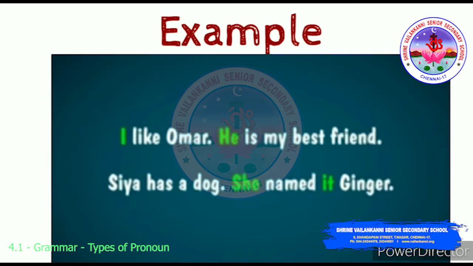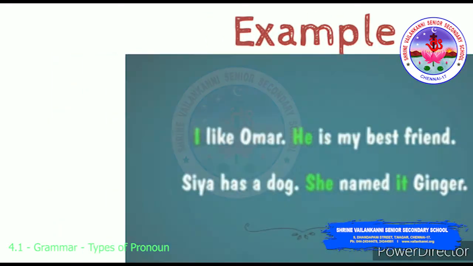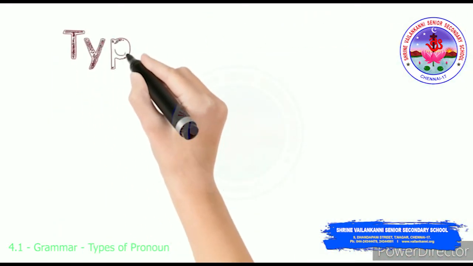Second sentence, Sia has a dog, she named it Ginger. Here I am using she instead of Sia, and instead of a dog, I am using it. So, she and it are the pronouns in the second sentence.